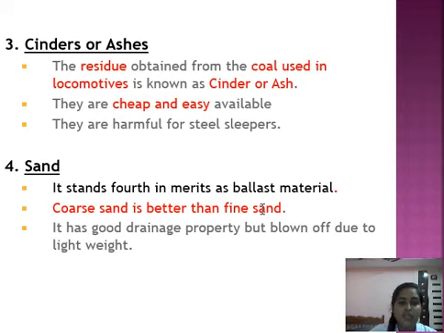Sand. It stands fourth in merits as ballast material. Coarse sand is better than fine sand. So what is coarse sand and what is fine sand? If the grain size is between 2 to 4.75 mm, that sand is known as coarse sand. If the grain size is between 0.075 to 0.425 mm, that sand is known as fine sand. This sand has good drainage property but is blown off due to light weight.